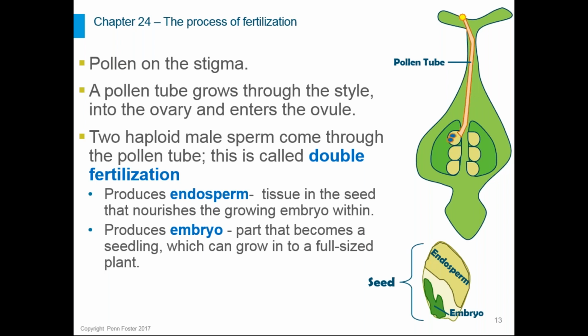So the embryo is the part that will turn into a new plant. So that's within a seed, it's part of the seed that's been fertilized, it's got two sets of chromosomes, it's ready to go. The other half is the endosperm. This was also fertilized, but it's not going to grow into a new plant. The endosperm's job is just to provide food, provide nourishment for the embryo.